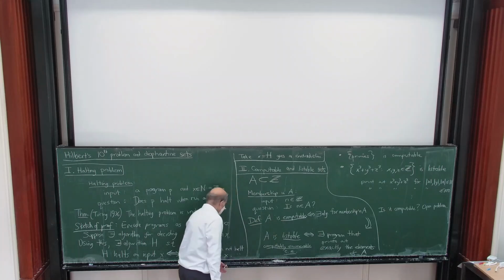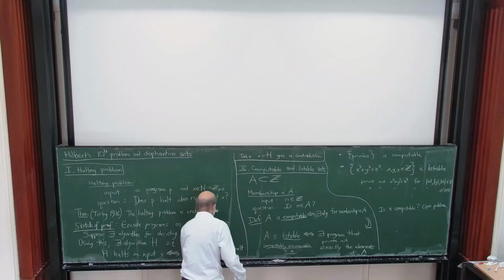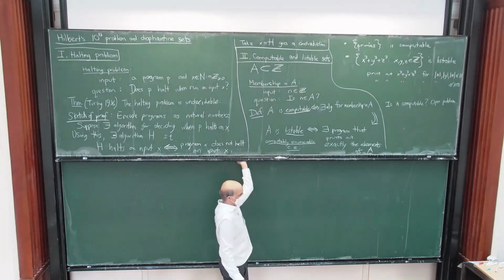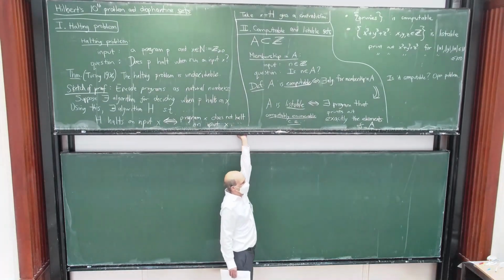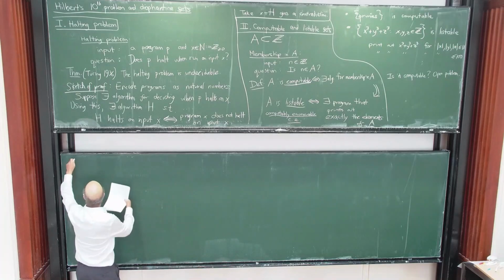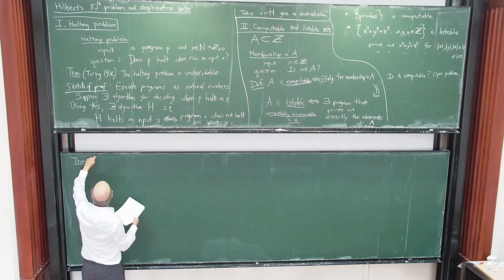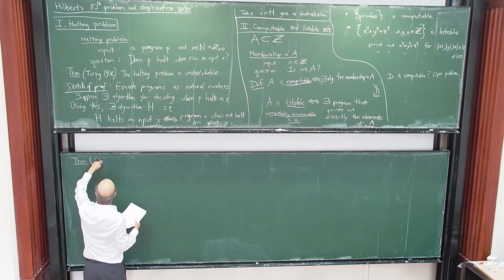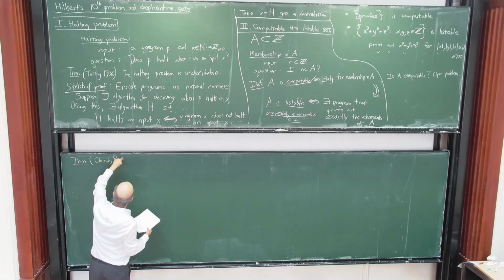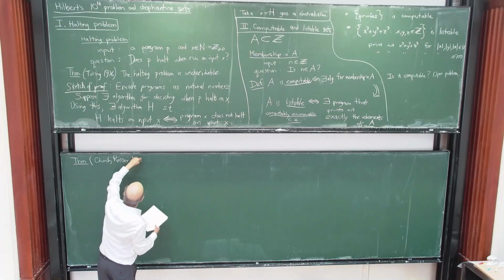And in fact, there are examples of listable sets that are so complicated that they're provably not computable. Let me give you an example of this. This is closely related to Turing's result, which in turn is closely related to Gödel's incompleteness result.